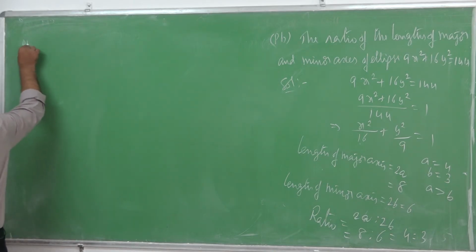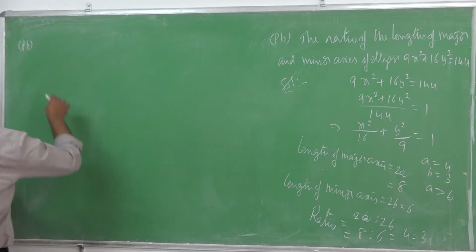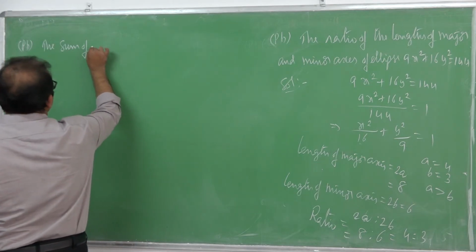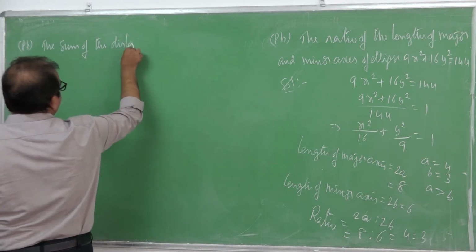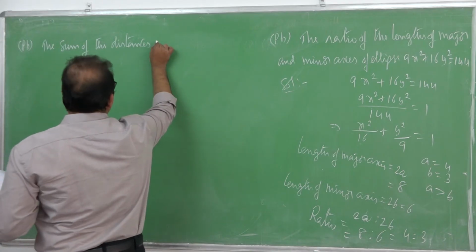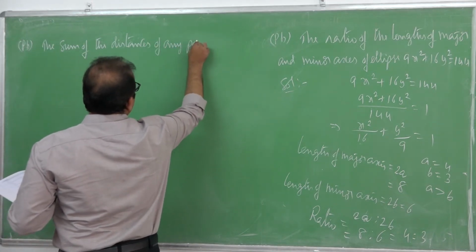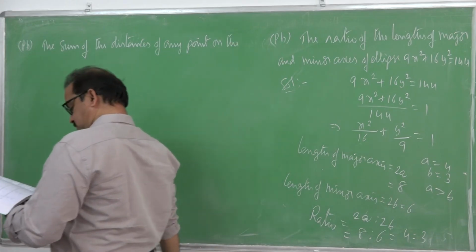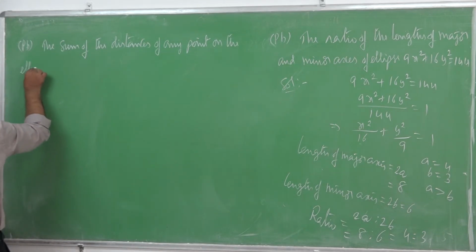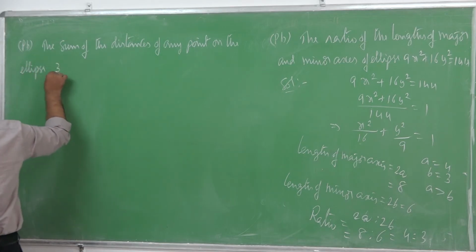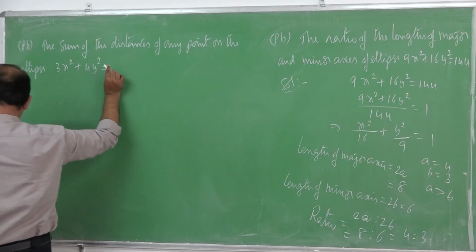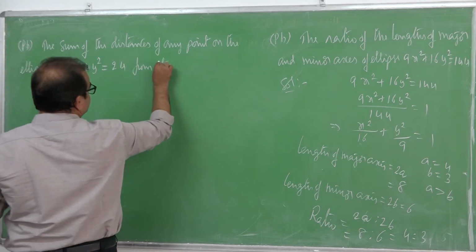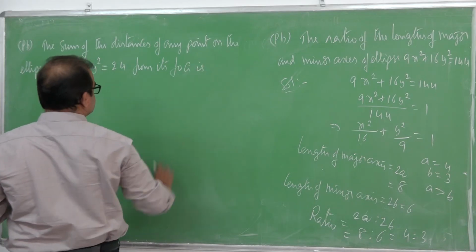Next, the sum of the distances of any point on the ellipse 3x square plus 4y square is equal to 24 from its foci is.